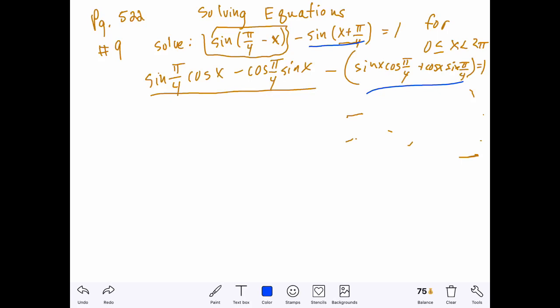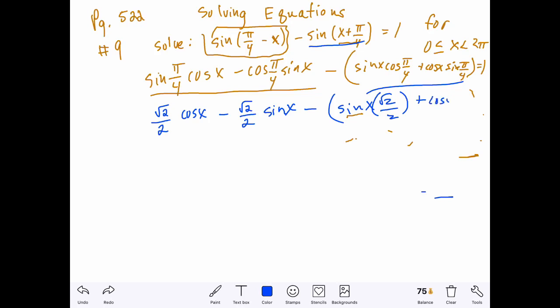So sine of pi fourths, I know that's root 2 over 2. That's a 45. Cosine of x. Cosine of pi fourths is the same thing, root 2 over 2. Sine of x. Minus, and I won't distribute yet, sine x. Cosine of pi fourths is root 2 over 2. And plus cosine x, sine of pi fourths is, again, root 2 over 2. And that equals 1.